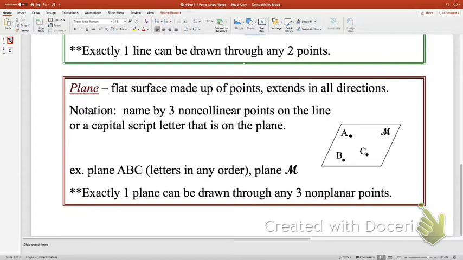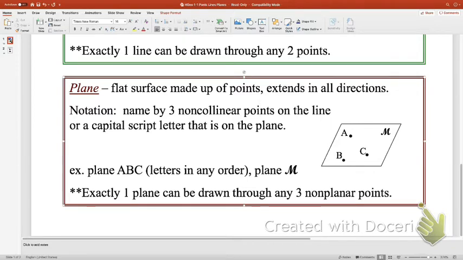Okay? The way we notate it, when it says notation, that's how we write it. We name it by using 3 non-collinear points on the plane. How can they be non-collinear? We'll have to think about that in a minute. I'm going to go back to collinear in just a minute and talk about non-collinear. Or a capital script letter.